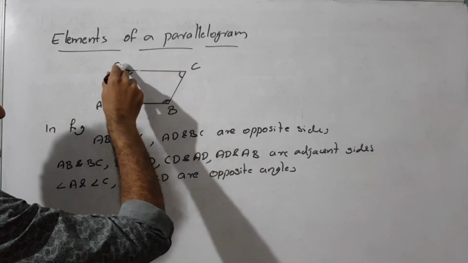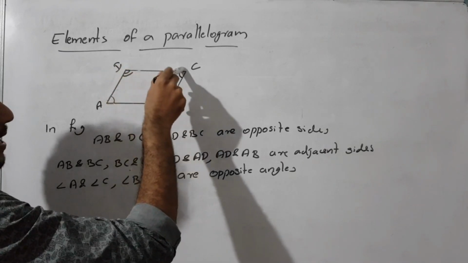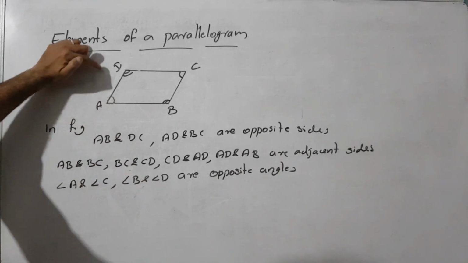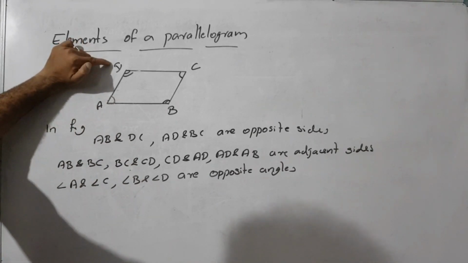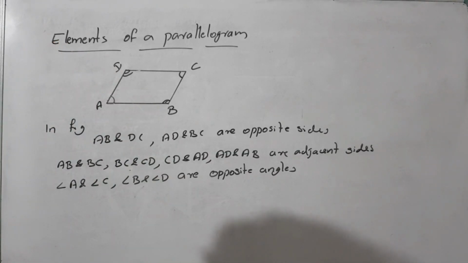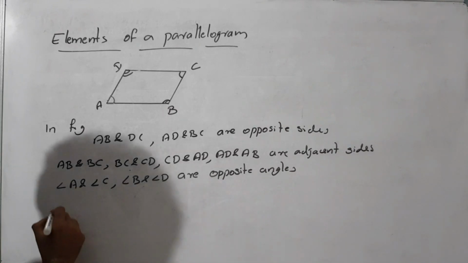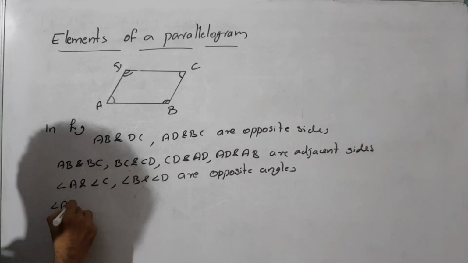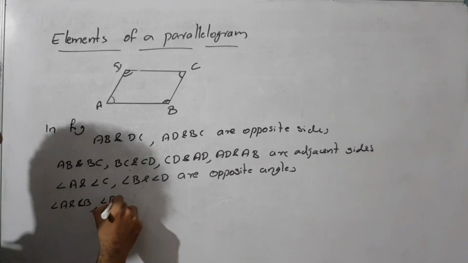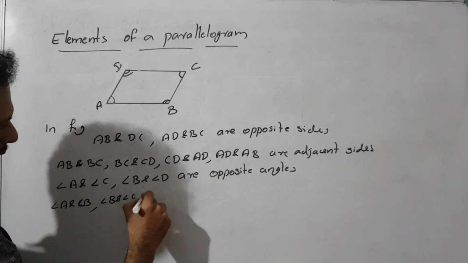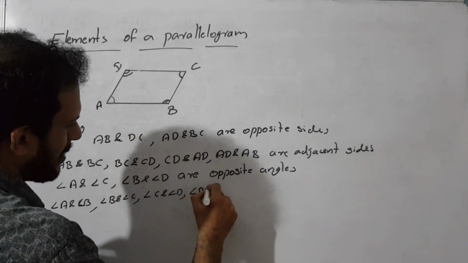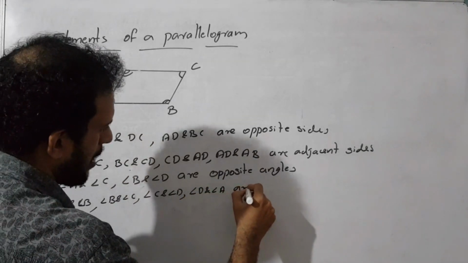Angle C and angle D are at the two ends of the same side. So angle C and angle D are adjacent. Angle A and angle D are at the two ends of the same side. So angle A and angle D are called adjacent. Clear? So what are the adjacent angles? Angle A and angle B, angle B and angle C, angle C and angle D, angle D and angle A are adjacent angles.